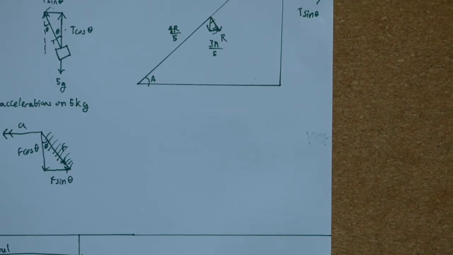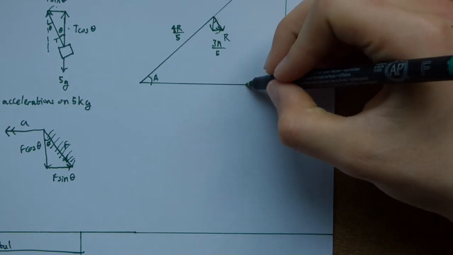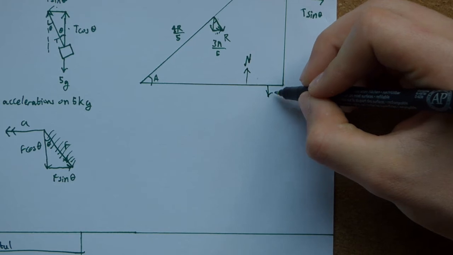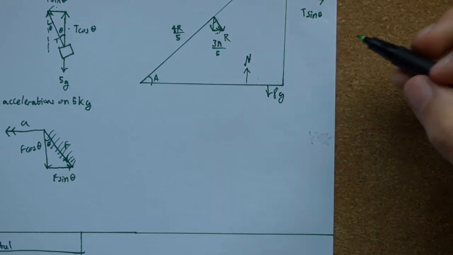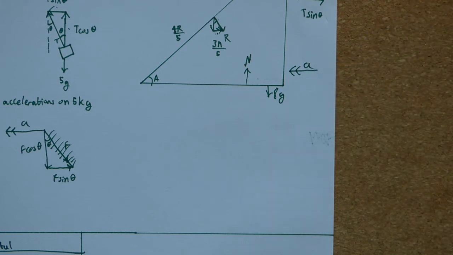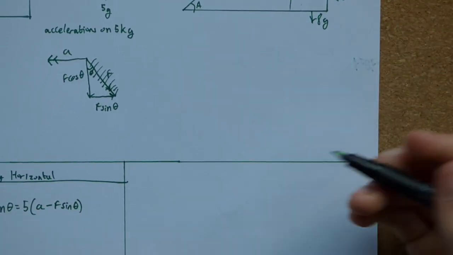So now the question is only asking us to deal with the horizontal components, but we can draw the vertical ones in. So you've got N, the normal force, and 8g, its own weight force pulling it down, and the whole body is accelerating to the left with acceleration a. There's only one acceleration, it's not moving up or down.